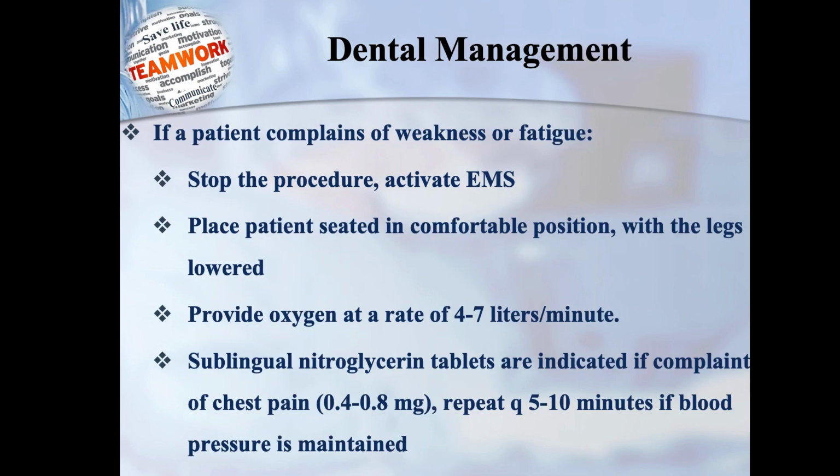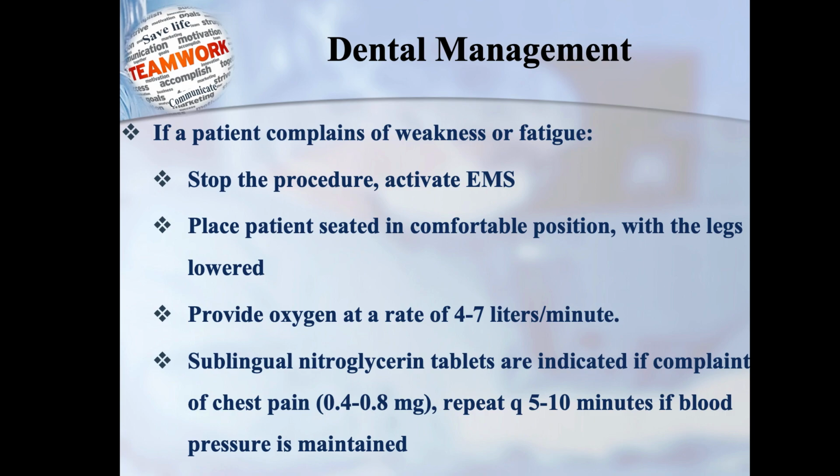If a patient complains of weakness or fatigue, stop the procedure and activate EMS. Place the patient seated in a comfortable position with the legs lowered. Provide oxygen at a rate of 4 to 7 liters per minute. Sublingual nitroglycerin tablets are indicated if the patient complains of chest pain. Usually we give 0.4 to 0.8 milligram of sublingual nitroglycerin, and that could be repeated every 5 to 10 minutes if blood pressure is maintained.